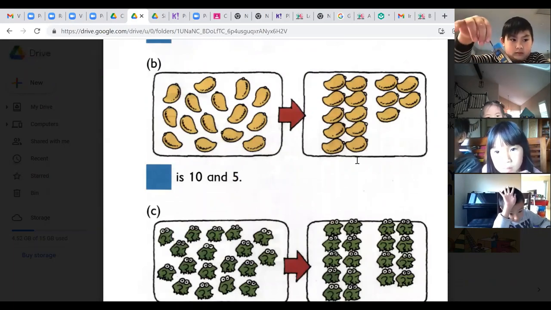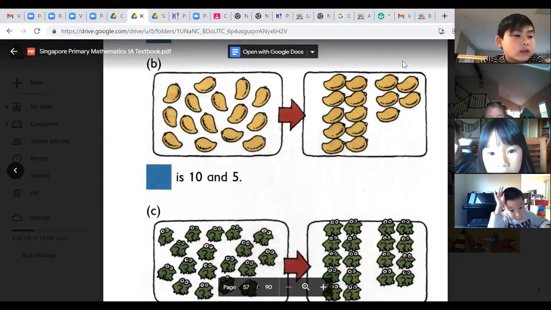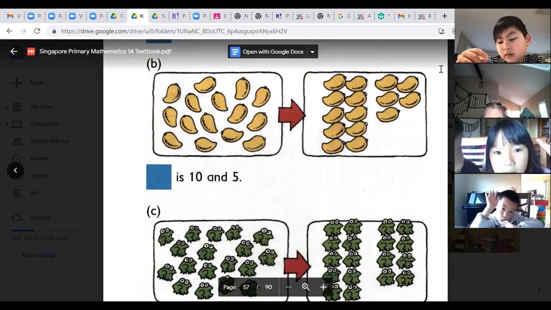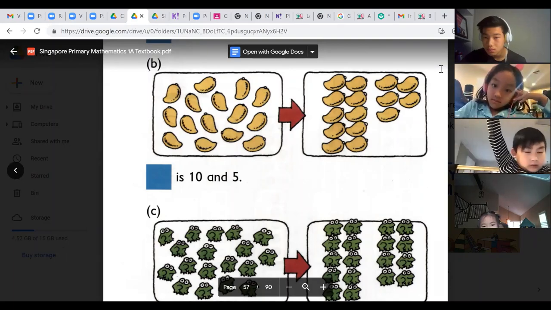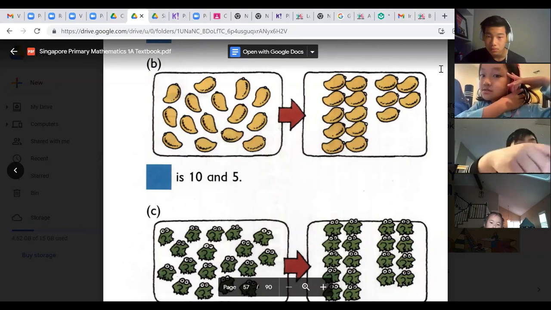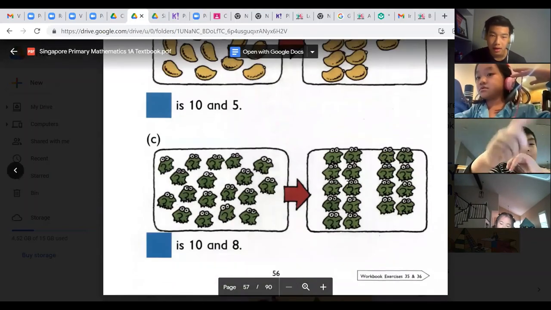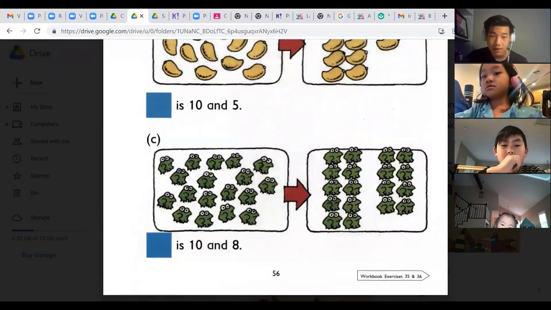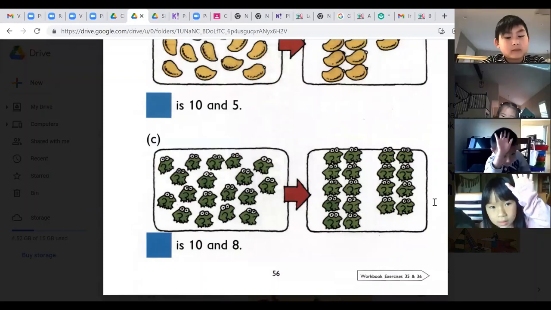Okay. Now we have 10 mangoes and then 5 more. So what does that make? Yes, Gordon. 15. Perfect. Okay, and then I guess I'll just do the last one. We have 10 and then we add 8 more. We're going to have 18.